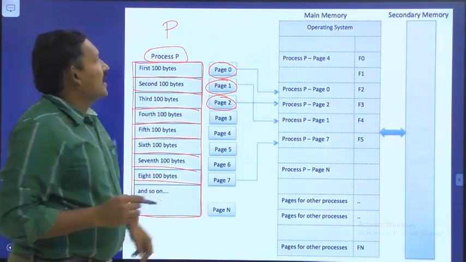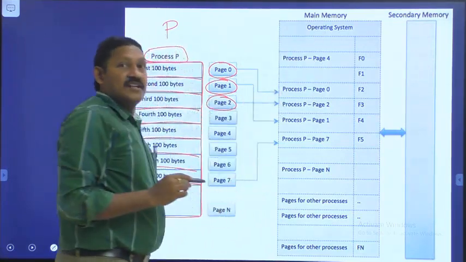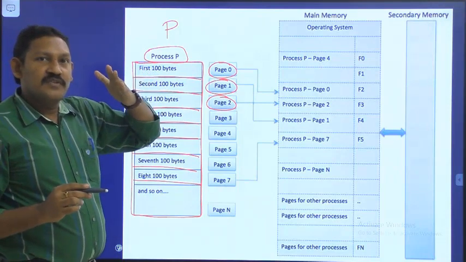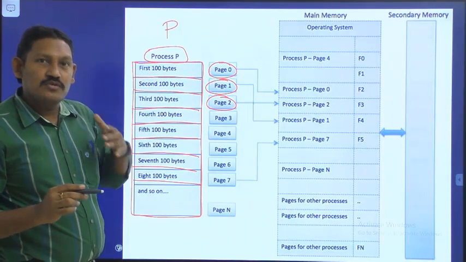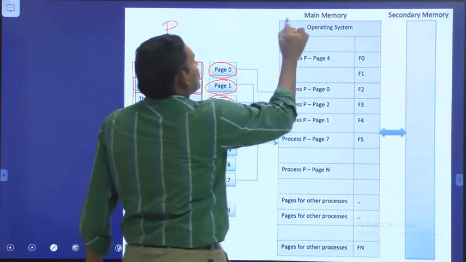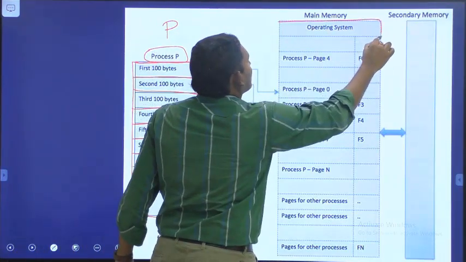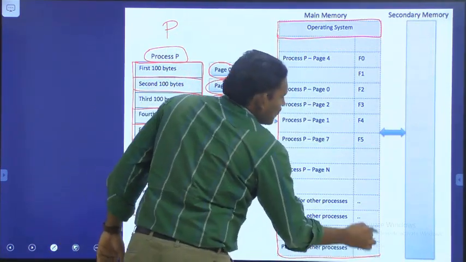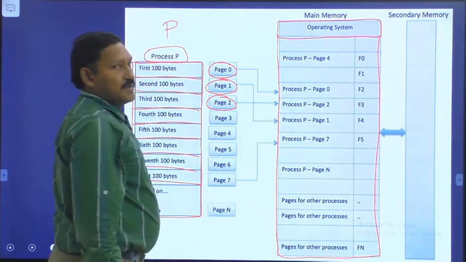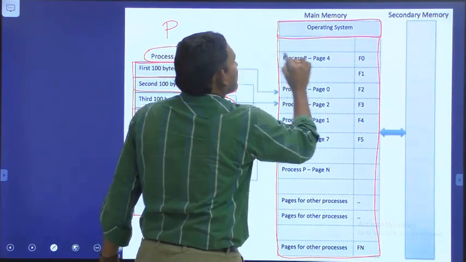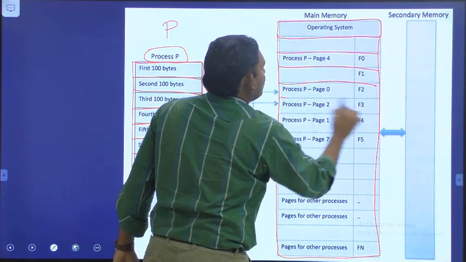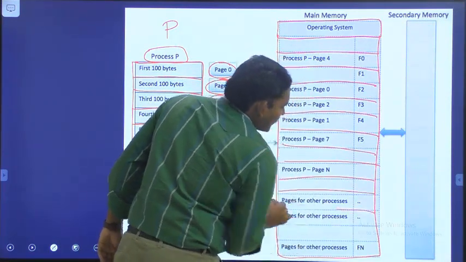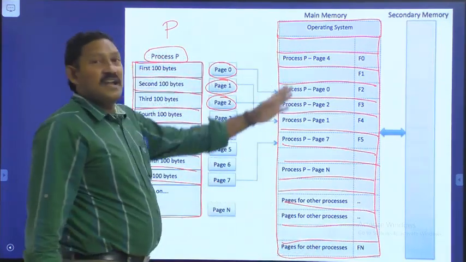Similarly, the main memory. We have already specified that in main memory we have only two parts. The first part is for the operating system. The second part is for user space. So in the main memory, the first part is for the operating system, and the remaining part is for the user space. The main memory is also split into a number of parts, and each part is called a frame.